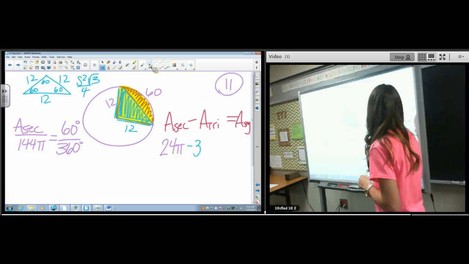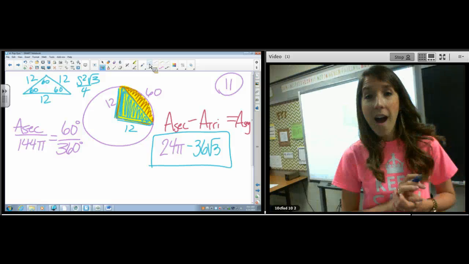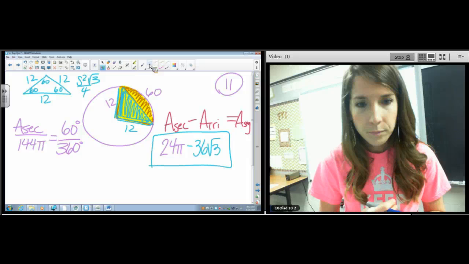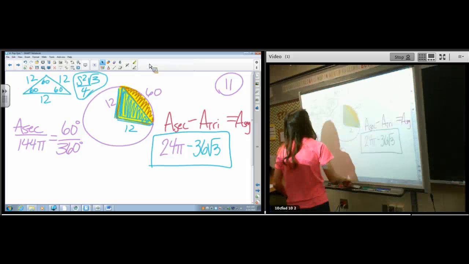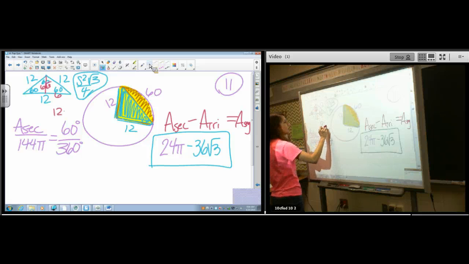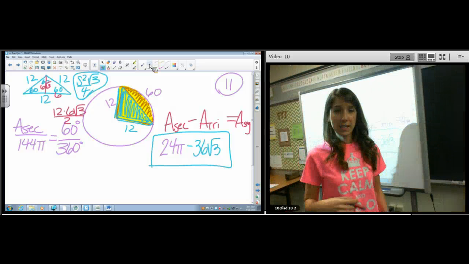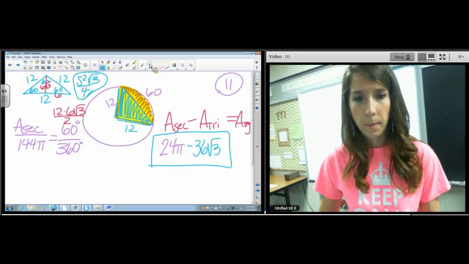Is that okay with everyone? Those are not like terms. Those are non-combinable. So if some of you are having trouble with the way that I got 36 root 3, this side is 12, and the height of the triangle is 6 root 3. So the other way to get it would be base times height divided by 2. That's the long way to get it if you didn't memorize that formula.